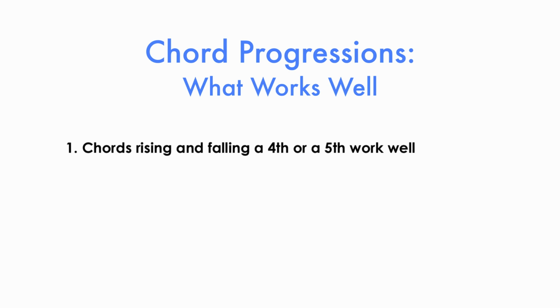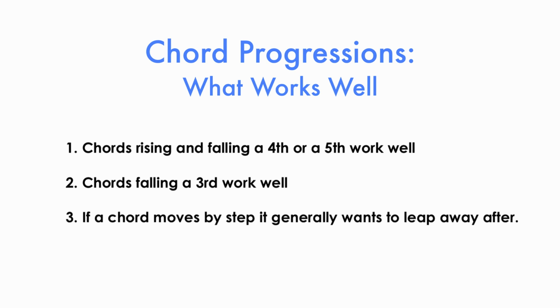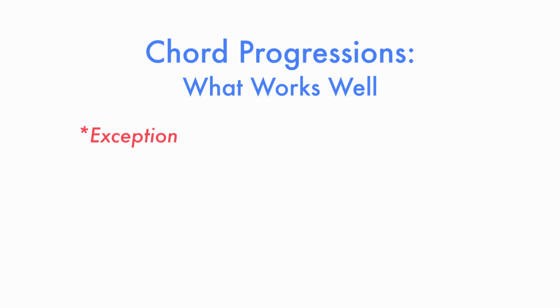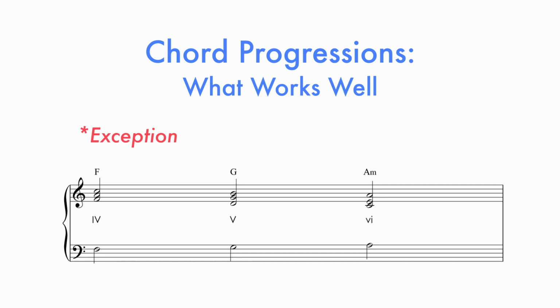To summarise how chords like to move in classical harmony, we can deduce the following list from all that we've looked at. Number 1 is chords falling or rising a perfect 4th or perfect 5th work well. Number 2 is chords that fall a third also work well. And number 3 is the principle that if chords move by step, they generally want to leap away afterwards. There is one exception to this rule, and that is in the context of an interrupted cadence, you can often see chord 4 going to chord 5 going to chord 6.